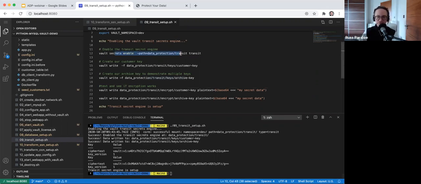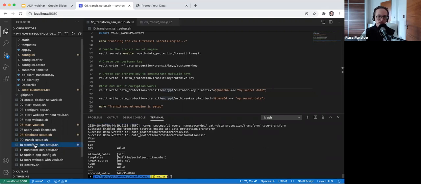Again, enabling it the same way we enabled the other secret engine. And then just to test that it's working, we encrypted some data. I sent my secret data to both the customer key and the archive key, and I can see that Vault has actually returned the ciphertext back. So the transit engine has actually been set up. So that's good. The next thing I want to do is set up the transform secret engine.